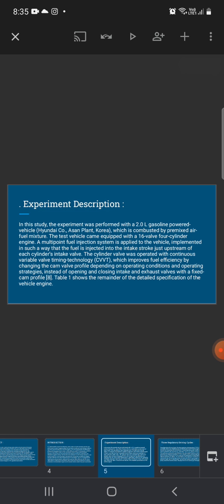Experiment description. In this study, the experiment was performed with a 2.0 liter gasoline powered Hyundai vehicle, made at a plant in Korea, which is combusted by a premixed air fuel mixture. The test vehicle came equipped with a 16 valve four cylinder engine. A multi-point fuel injection system is applied to the vehicle, implemented in such a way that the fuel is injected into the intake stroke, just upstream of each cylinder intake valve.